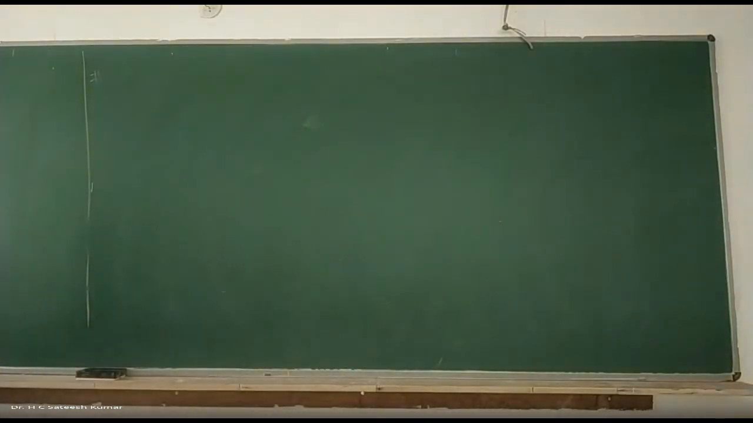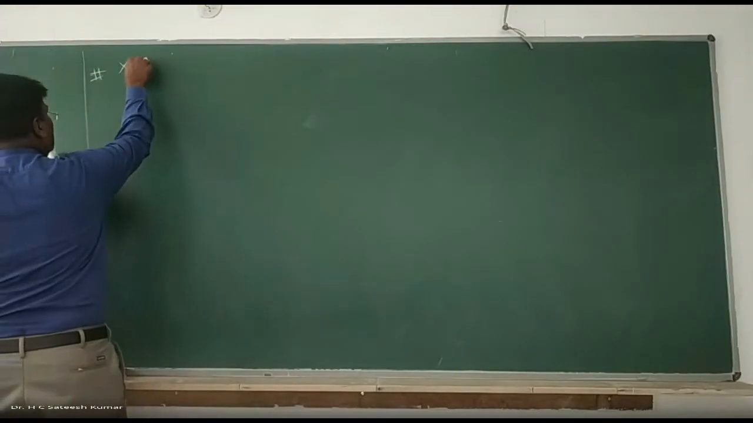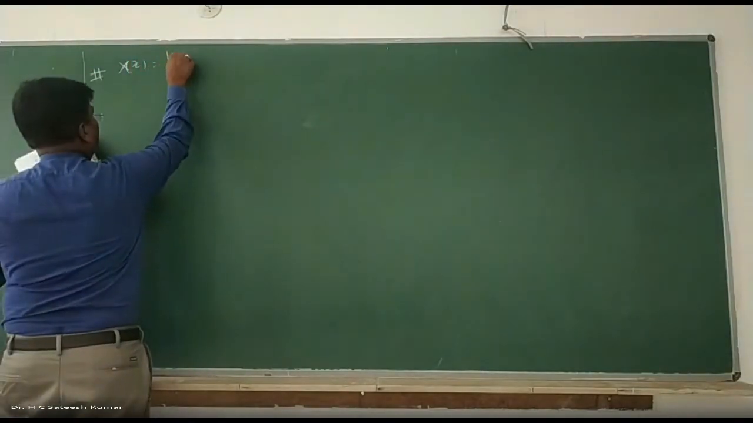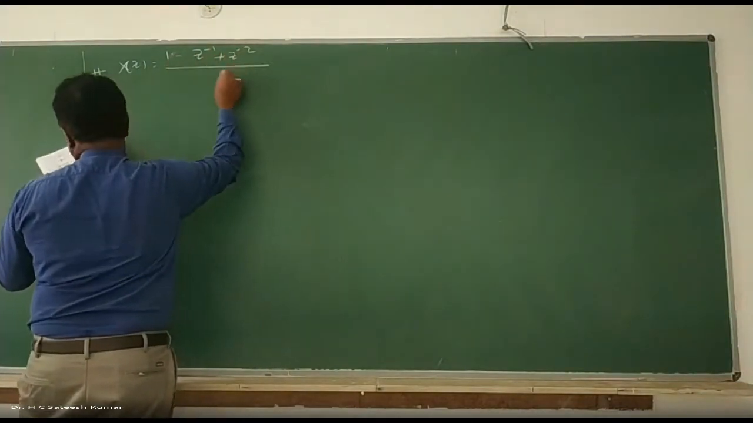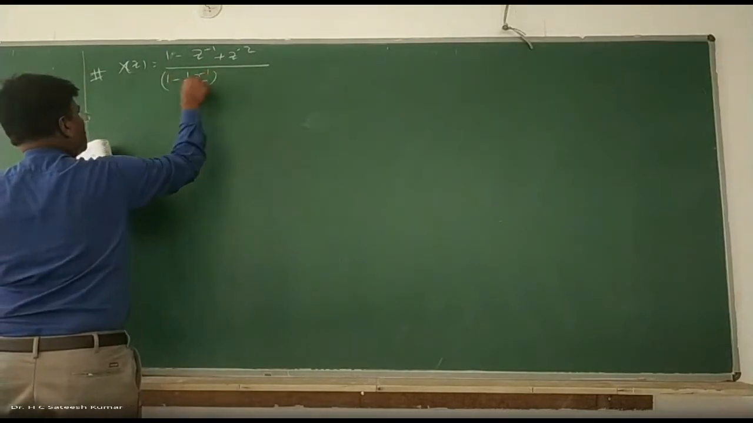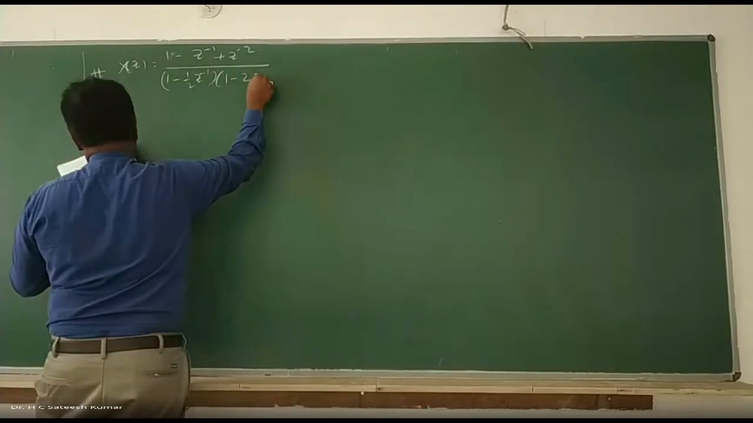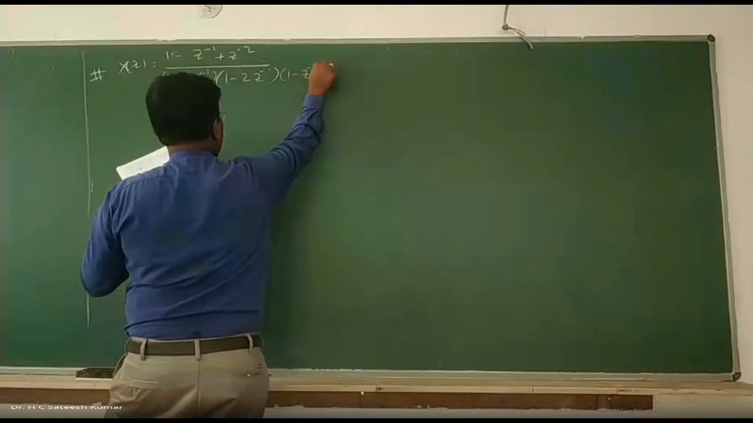Okay, right. Next problem is find the inverse transformation of X of z is equal to 1 minus z to the power of minus 1 plus z to the power of minus 2, divided by 1 minus half z to the power of minus 1, into 1 minus 2z to the power of minus 1, into 1 minus z to the power of minus 1.